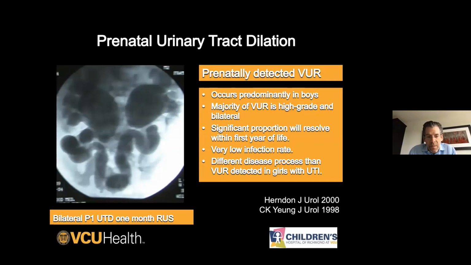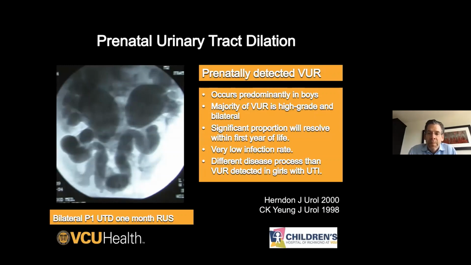So this is a VCUG of a patient from when I was in Alabama, when I was screening everyone. This patient had bilateral P1 urinary tract dilation, so formerly SFU2. So pretty minimal kidney dilation. And this is a patient that today I normally would not obtain a VCUG upon. And so the point of showing this is what you're going to miss if you don't screen everyone.